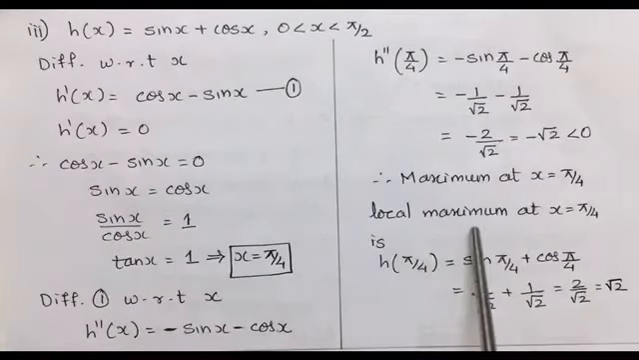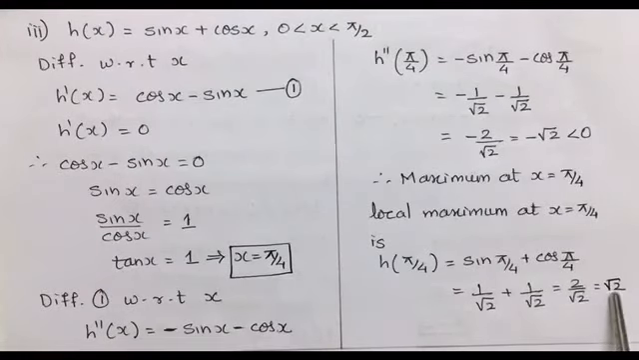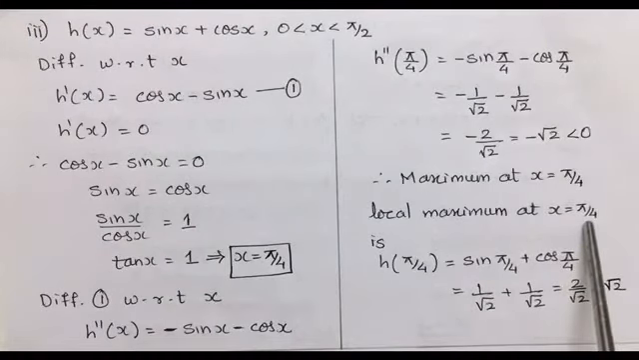for local maximum and calculating sin pi by 4 plus cos pi by 4, we get 1 upon root 2 plus 1 upon root 2, that is equal to 2 by root 2. Cancellation will give root 2. So the local maximum at x equal to pi by 4 is root 2.